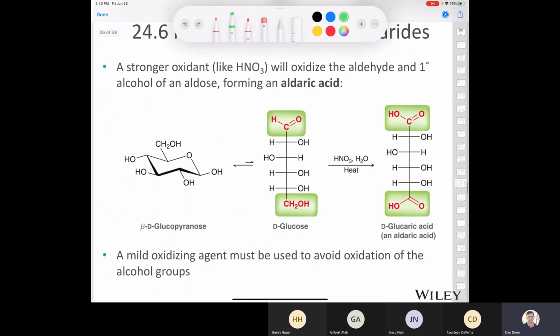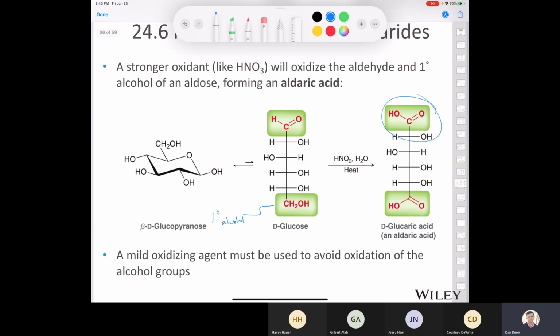Okay, now, as I promised, I was going to answer the question, what if you treat your aldose with a stronger oxidizing agent like nitric acid? So it says here that if you take your aldose and you treat it with nitric acid, it will oxidize not only the aldehyde, but it will also oxidize the primary alcohol. So here we have a primary alcohol, and it will oxidize that as well. It'll leave all the secondary alcohols intact, but you end up with two carboxylic acids, one on each end, and we call that an aldaric acid.